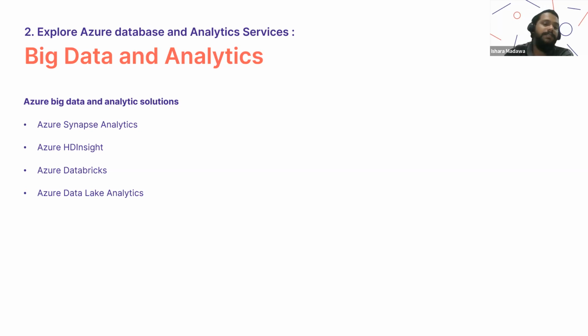And HDInsight is a fully managed open source analytics service for enterprises. It can run popular open source frameworks, and you can create cluster types like Apache Spark, Hadoop, Kafka, HBase, and machine learning services. It also supports extraction, transformation, loading, data warehousing, machine learning, and IoT. These are some of the usages linked with HDInsight.